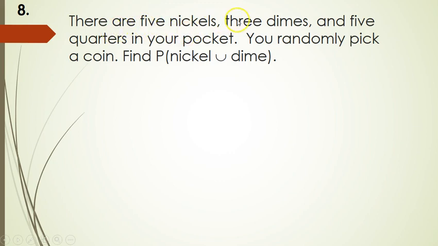This says there are 5 nickels, 3 dimes, and 5 quarters in your pocket. So how many total coins do we have in the pocket? 5 plus 3 is 8, plus another 5 is 13. So there's a total of 13. And then it says, find the probability that's a nickel or a dime. So how many nickels do we have? Well, first let's talk about this. We're only pulling one coin. Can I pull more than one?